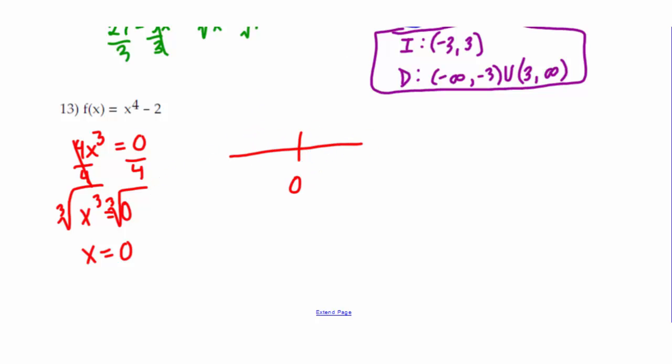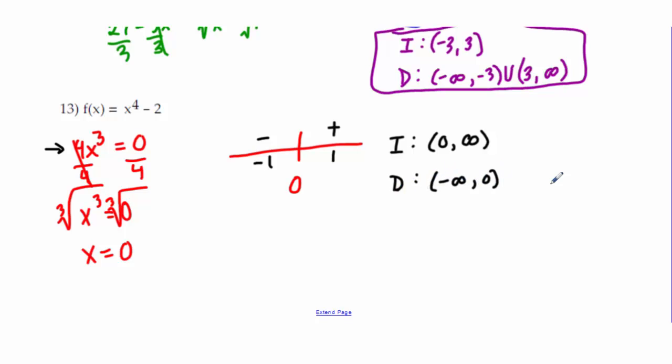And I'm going to pick a number on either side and plug it in back here where my first derivative is. If I plug in a negative, that's going to give me a negative. When I plug in a positive, that's going to give me a positive. So it is increasing from 0 to infinity. It is decreasing from negative infinity to 0.